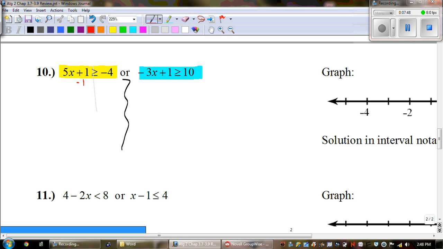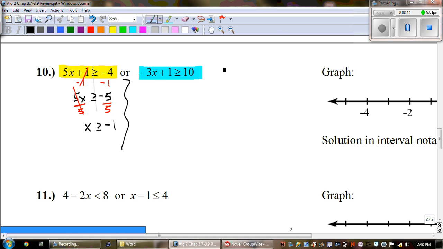Let's solve. I'll just subtract 1 from both sides. And we get 5x is greater than or equal to negative 5. To get the x by itself, I divide by 5. I am not dividing by a negative, so I do not flip anything. And we get that negative 5 divided by 5 is negative 1.